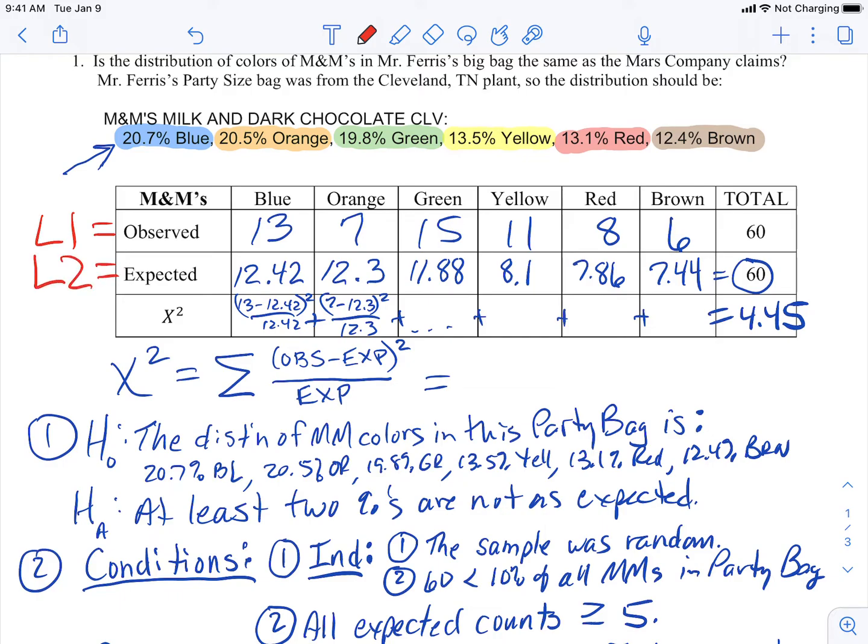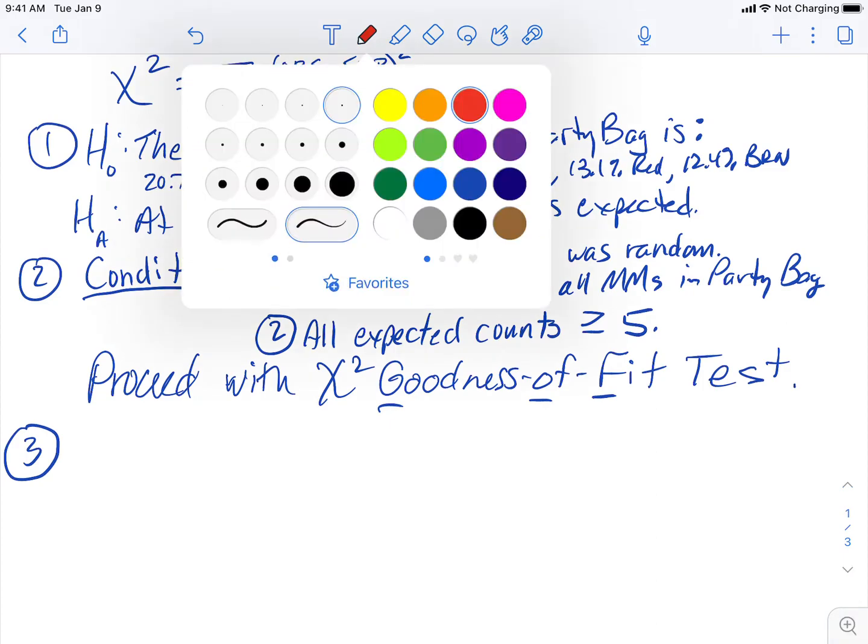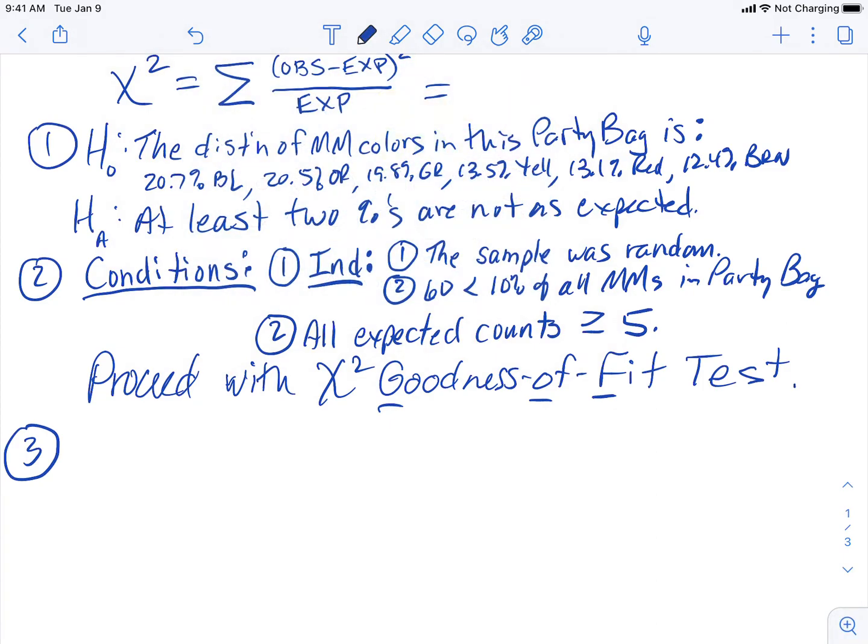So you can pause this if you need to. Put the 6 observed counts in list 1 and put the 6 expected counts in list 2 with all the decimal points that we need. That'll be more accurate. And once you do that, then when you go to Stat, Tests, Goodness of Fit, you're going to conduct a chi-squared goodness of fit test. You're going to use list 1, you're going to use list 2, and then you've got to know degrees of freedom. So here's a new definition.